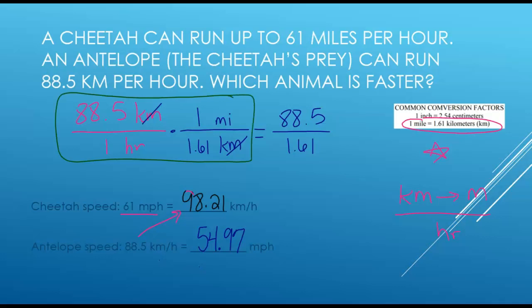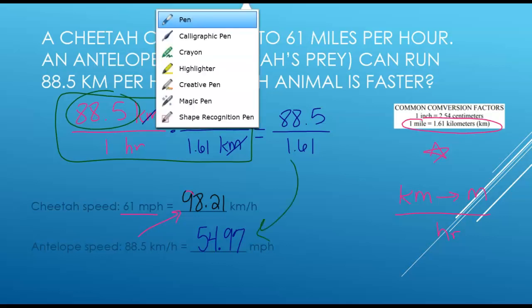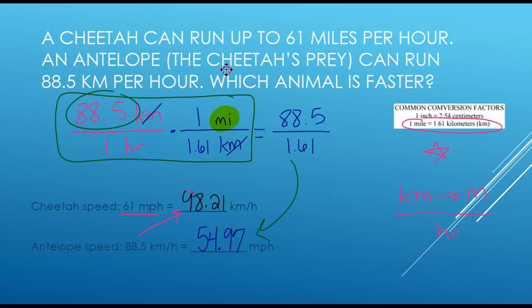Kind of a shortcut to this is you can just multiply everything on top, so that's this, and divide everything on the bottom, and we still will end up with that same decimal. And notice our kilometers canceled out, so we were left with miles per hour.